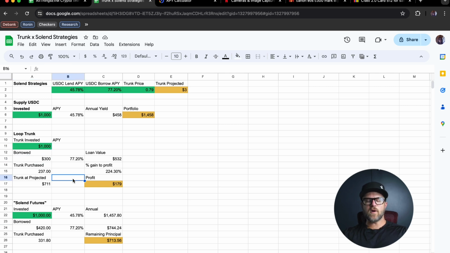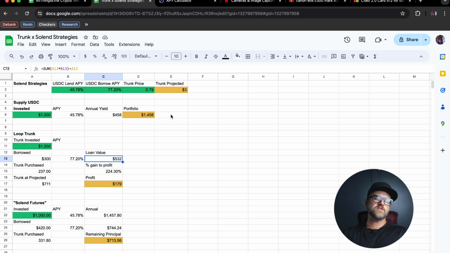And if the current APY of 77% stayed consistent by the end of the year, you would have to pay back $532 in USDC, and you would likely do that with either profits from Trunk or some other investment that you have elsewhere in the crypto space. The Trunk that you've purchased for this $300 at the current price would be 237 tokens. And if the borrow APY stayed consistent for the rest of the year and you did not change your position, you would need a gain of 224% to pay back your $532 worth of loan and accrued interest.